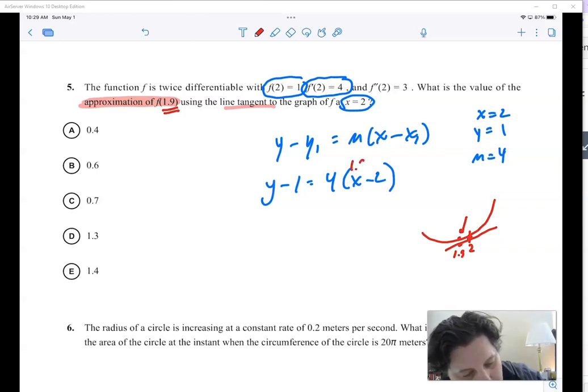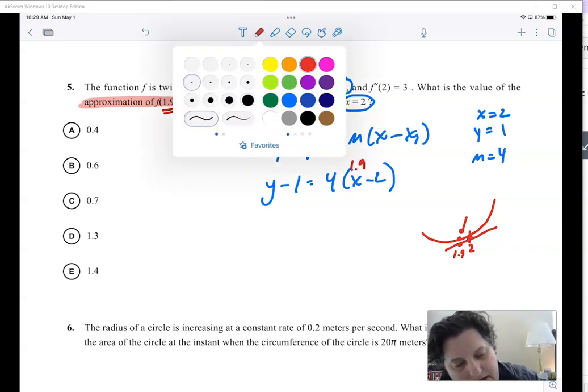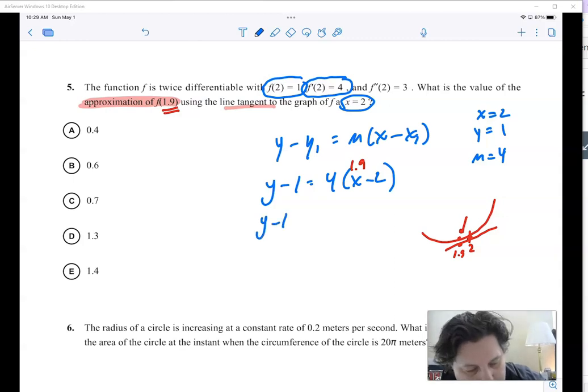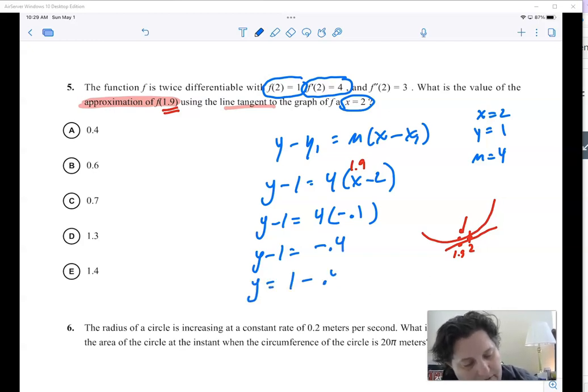I'm going to go ahead and plug in 1.9. So let's see what we get. y minus 1 equals 4 times (1.9 minus 2), which is negative 0.1. These are usually on the no calculator section, so you have to do a little decimal work, but that's fine. 4 times negative 0.1 is negative 0.4. Then I add the 1 over. So 1 minus 0.4 is 0.6. That is going to be my approximation.